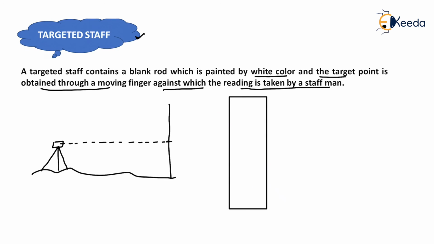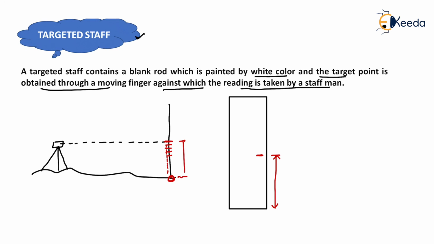Now we want this reading, so one person will move a finger from this point like this, then he will ask the surveyor whether the finger is seen or not. If the surveyor tells that the finger is not seen, then he will continue to move his finger in the upward direction, and when he reaches the line of sight, the surveyor stops the person and the reading will be marked on the blank rod like this by pen or by any other marker. Now we will measure this vertical distance with the help of tape, and that will be the elevation of this point from the ground surface.